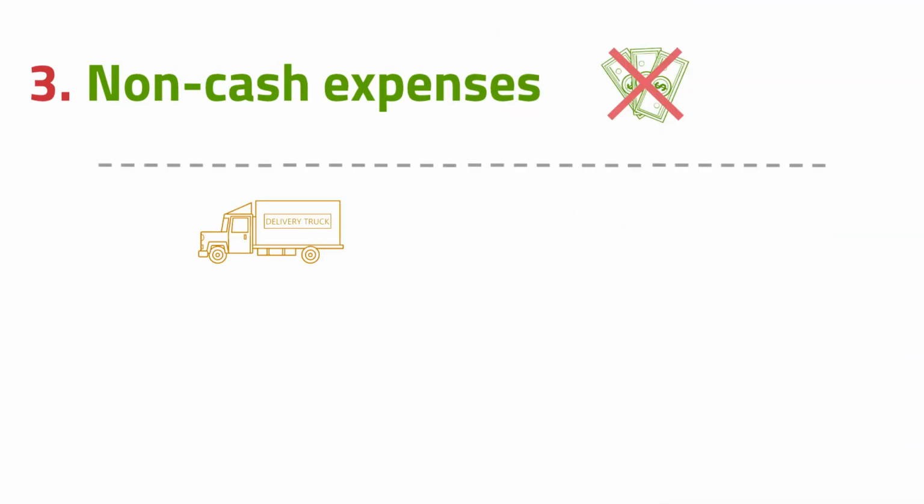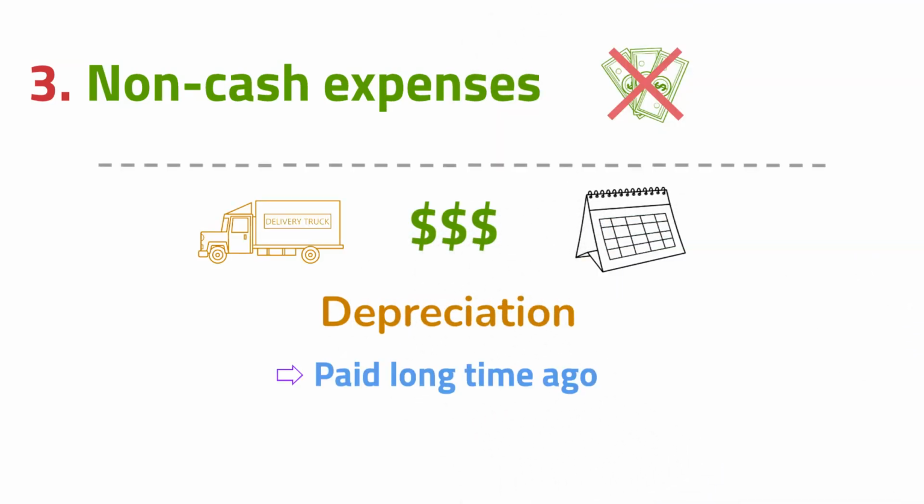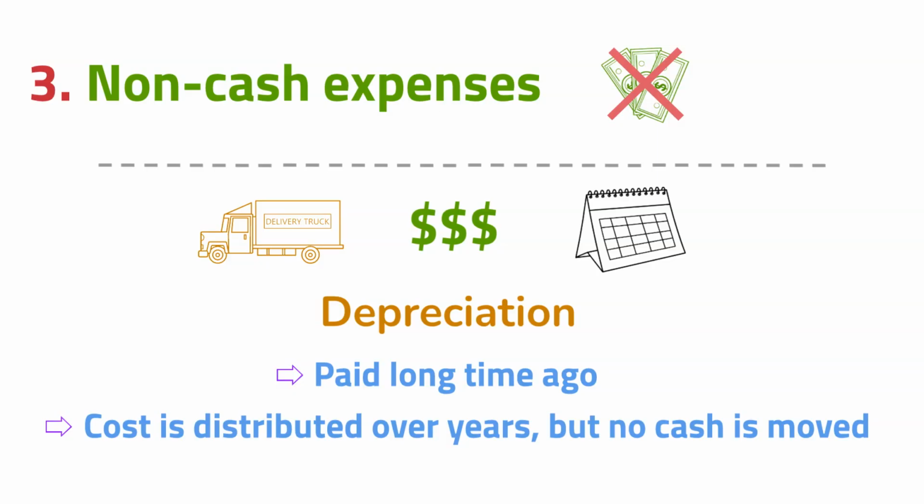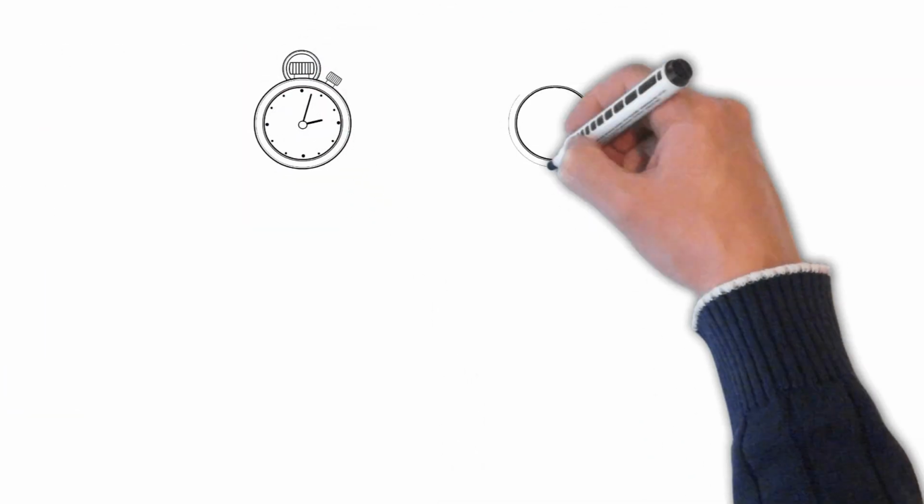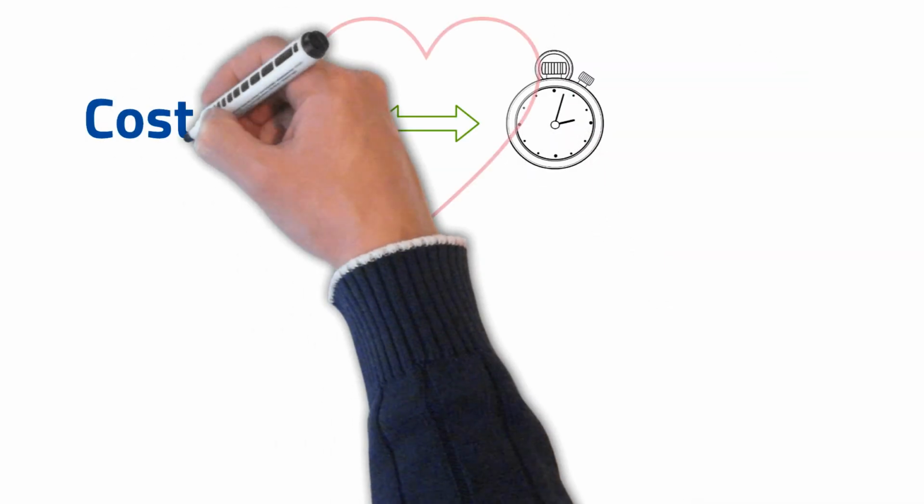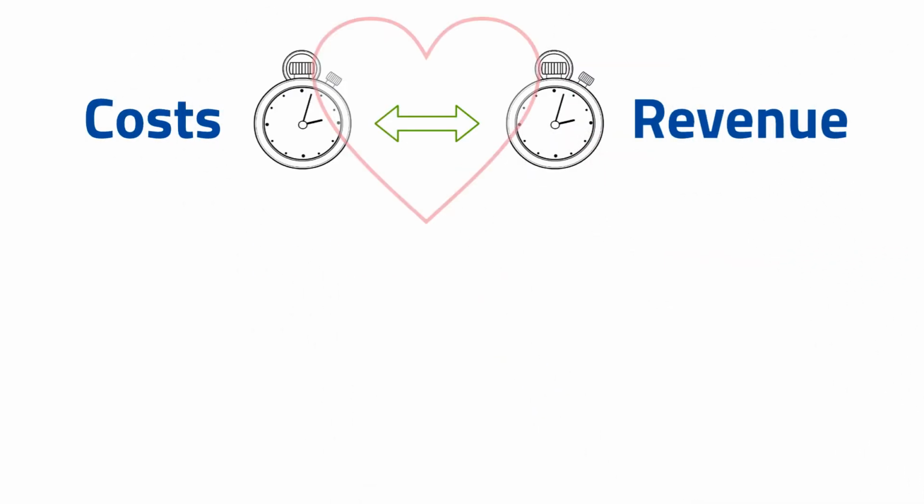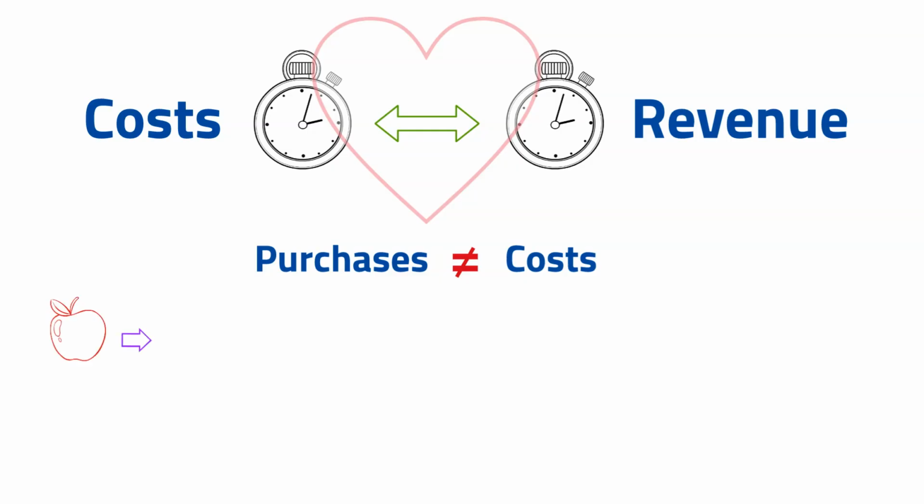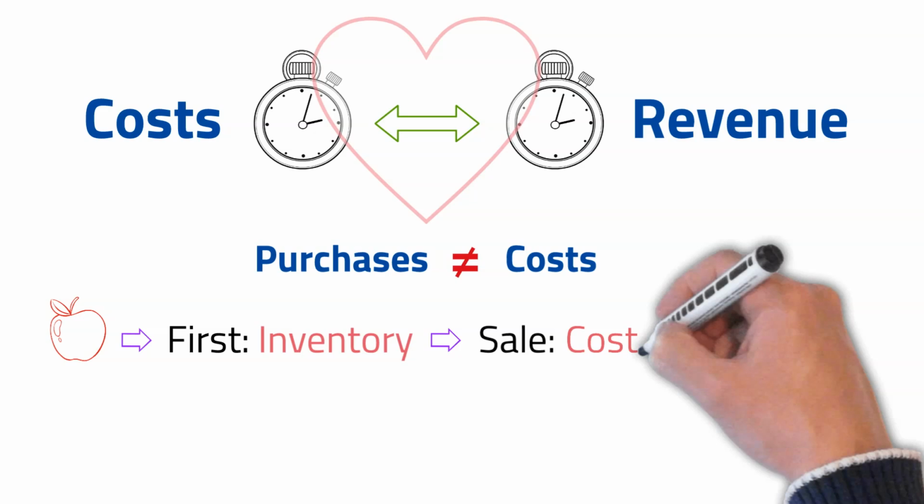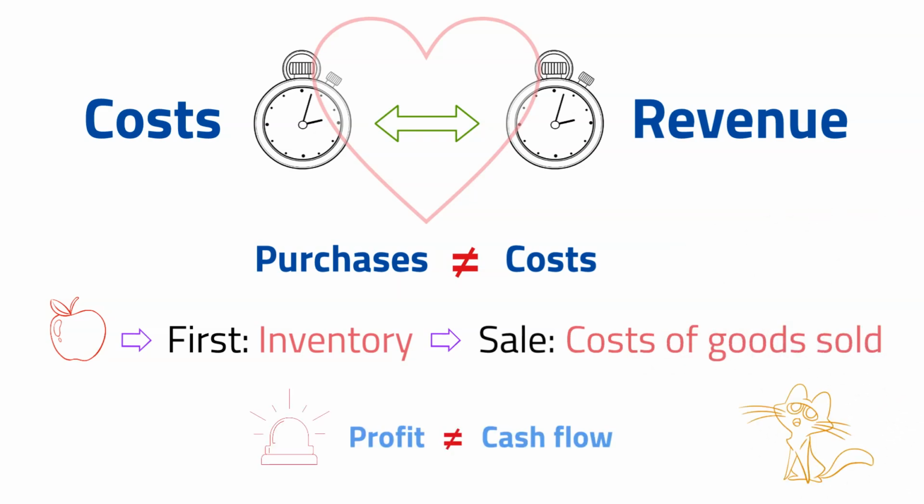For example, when you buy equipment which you use over several years, you distribute the cost of this equipment over these years. And remember, accounting loves timing rules. Costs should always match revenue they relate to, a matching principle. For example, apples. When you buy them, they sit on the balance sheet as inventory. Only the moment you sell them, their cost is recorded as COGS.